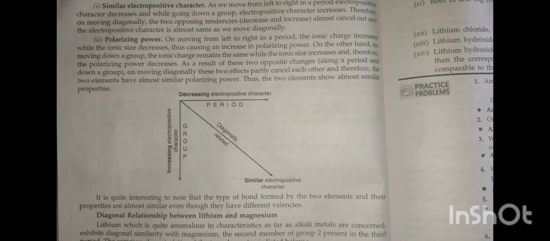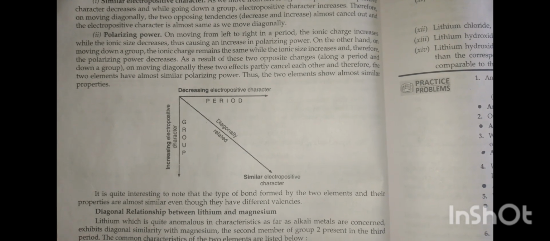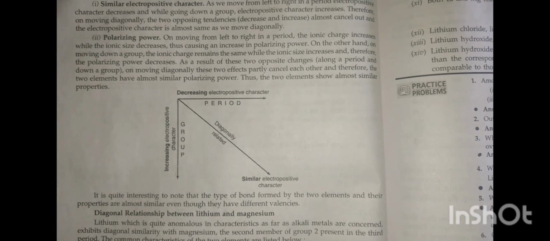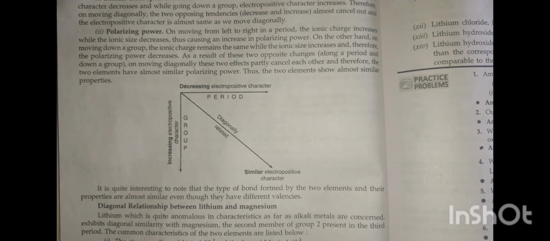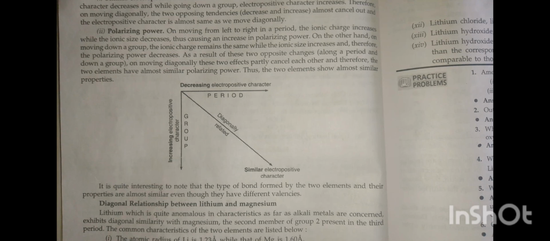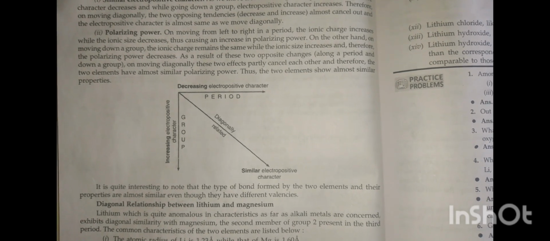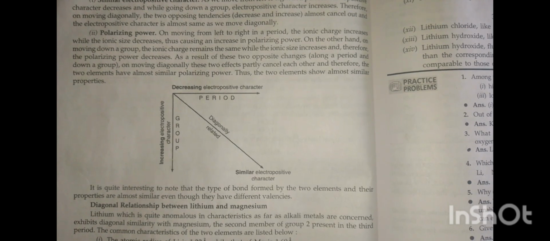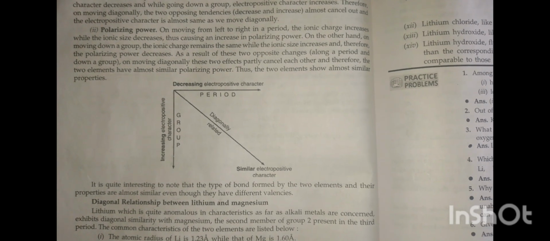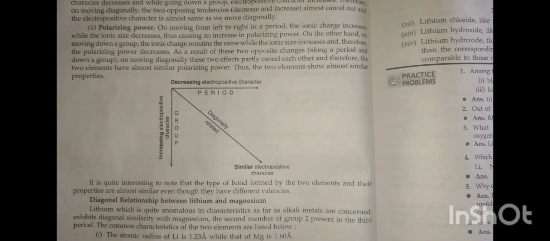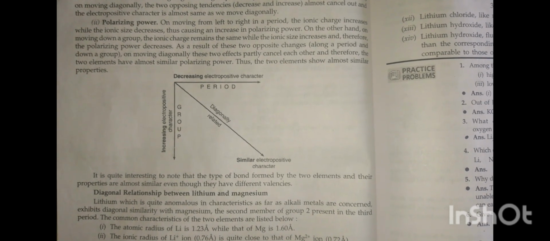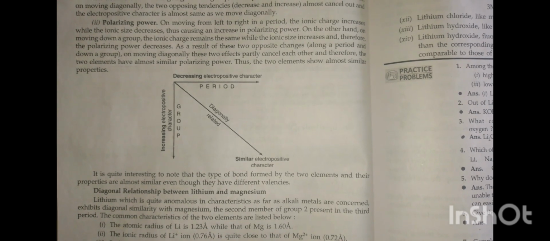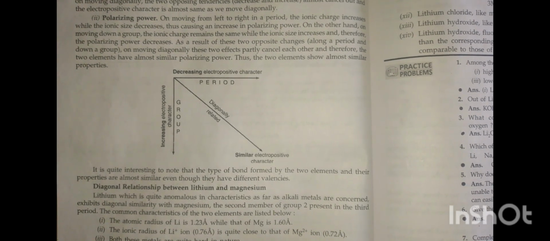Second is polarizing power. On moving left to right in a period, the ionic charge increases while the ionic size decreases, thus causing an increase in polarizing power. On the other hand, on moving down a group, the ionic charge remains the same while the ionic size increases, and therefore the polarizing power decreases. As a result of these two opposite changes on moving diagonally, these two effects partially cancel each other, and therefore the two elements have almost similar polarizing power. Thus, the two elements have almost similar properties.